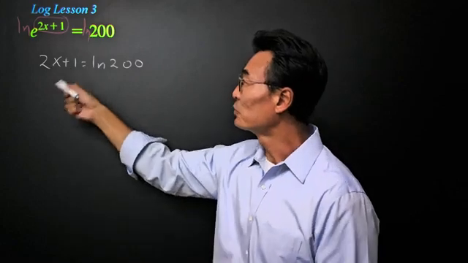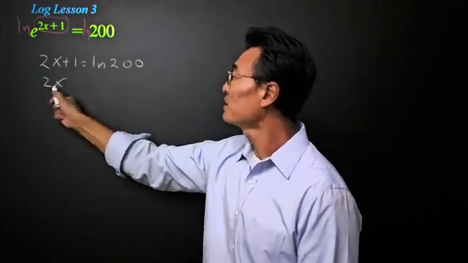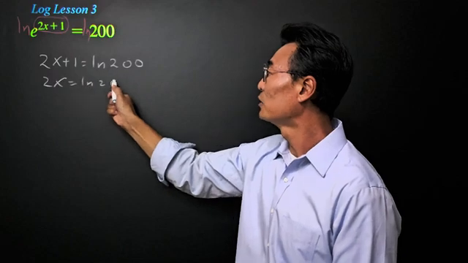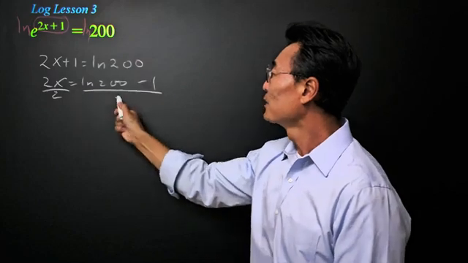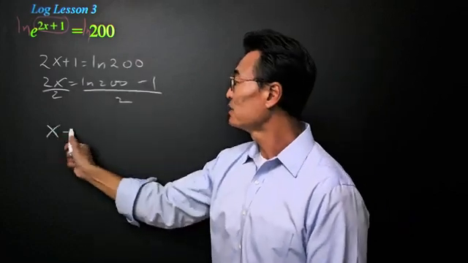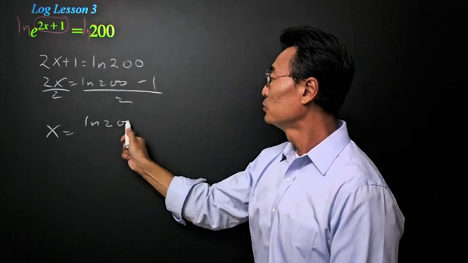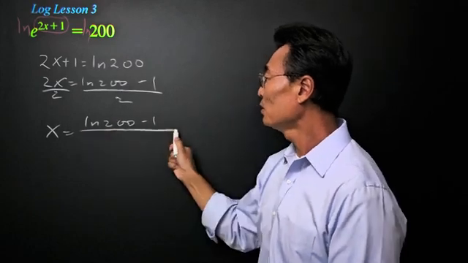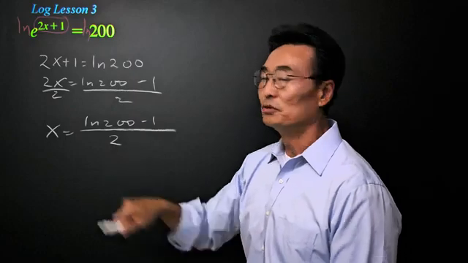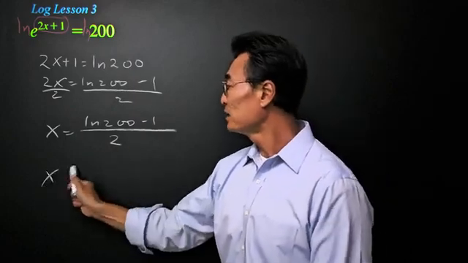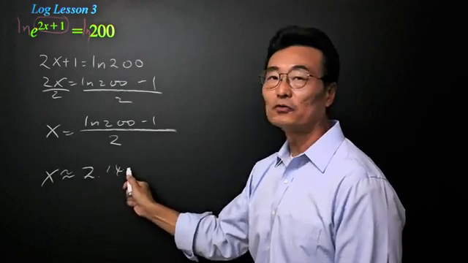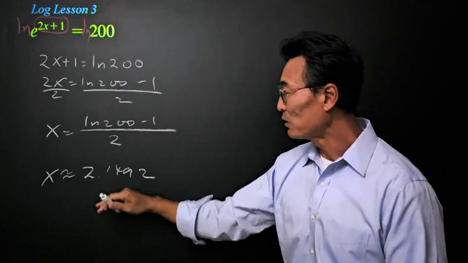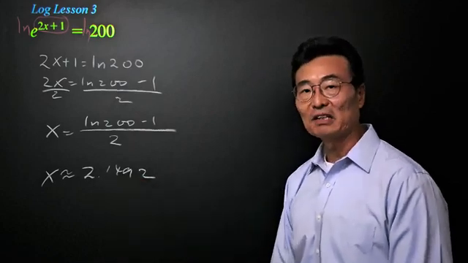Continuing to solve for x, we're going to subtract by 1, so we get 2x equals natural log of 200 minus 1, where we divide by 2 on the left and the right. Once again, we get x equals natural log of 200 minus 1 all over 2. Next, if you put that in the calculator, then it'll come out to 2.1492. Once again, rounded off to 4 decimal places.